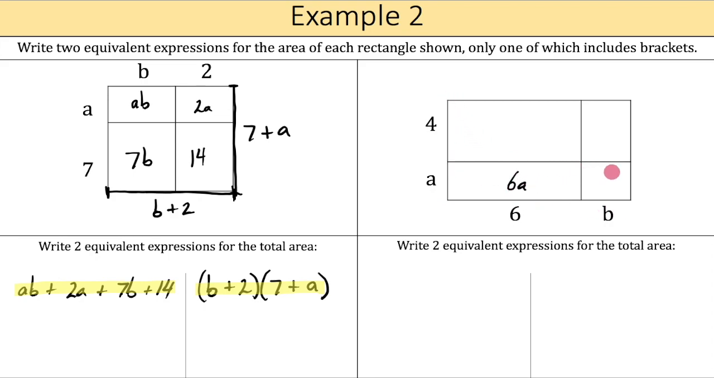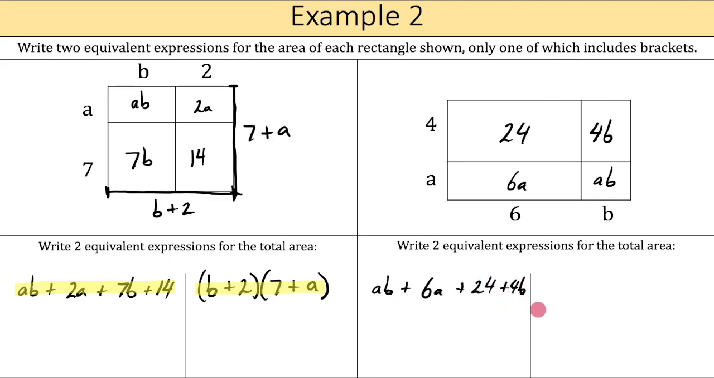This one's going to be 4 times 6, which is 24. This one is going to be 4 times b, 4b. And this one is going to be a times b, ab. So what I did is I found each area by going the length times width, each time for each individual area. So I'm doing it 4 times. So it's going to be ab plus 6a plus 24 plus 4b.